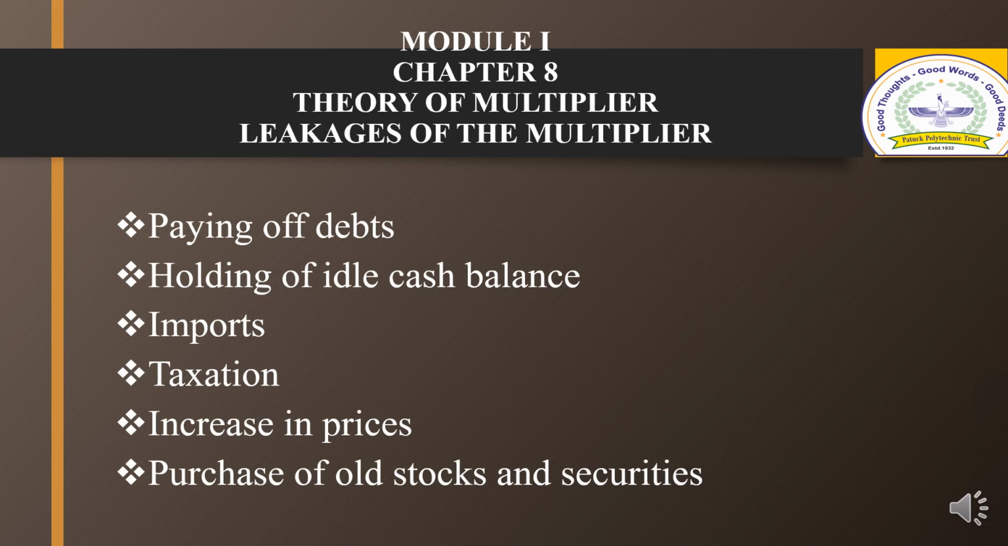And lastly, purchase of old stock and securities. If a part of the increased income is used to purchase old stock and securities instead of consumer goods, there will be a leakage in income generation. This lowers the value of the multiplier.